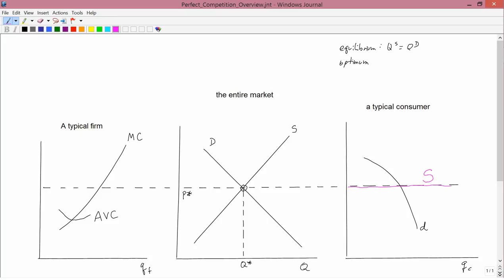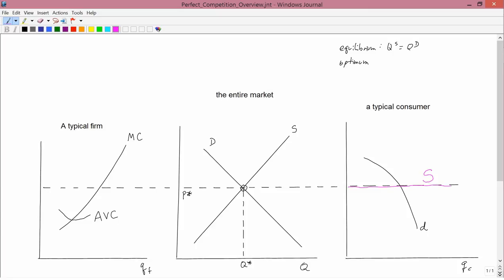Now, the consumer is wrong in thinking that that's the supply curve, because it isn't. The true supply curve is what you see in the middle diagram. But the consumer believes that the price of the product, let's say the price of corn, is fixed, and that there's nothing he can do. The horizontal axis in the right-hand diagram is Q with a C subscript for the consumer, Q for quantity, and I made it a lowercase q because now I'm saving the uppercase Q for the entire market.